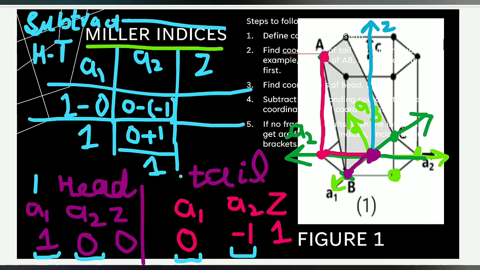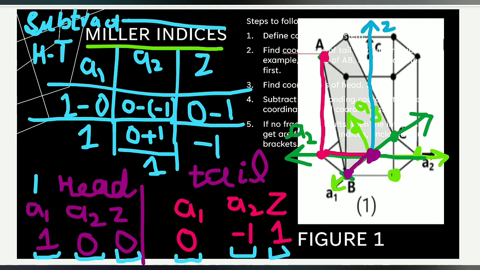For Z, head coordinates minus tail coordinates, this is head which is 0 and this is tail which is 1. So head minus tail, 0 minus 1. 0 minus 1 is minus 1. So you got 1, 1 and minus 1 as the final values, and you can see that there is no fraction involved. We do not have any fraction here, so we do not need any further steps, and these are the final Miller indices for AB direction.